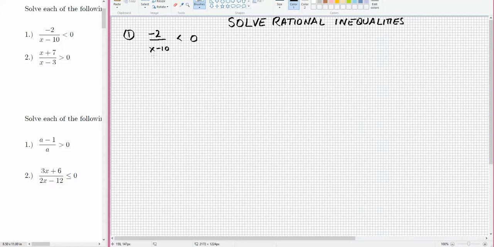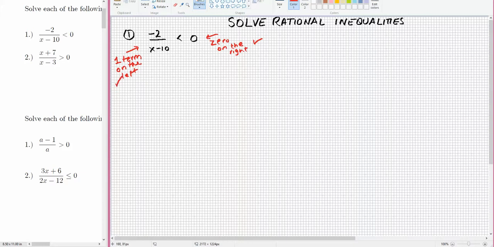We have negative 2 over x minus 10 is less than or equal to 0. And the first thing you need to do is check, do you have 0 on the right? And for this, yes, we do have it, so check. The next thing you need to check is whether you have one term on the left. Yes, we do have one term on the left.